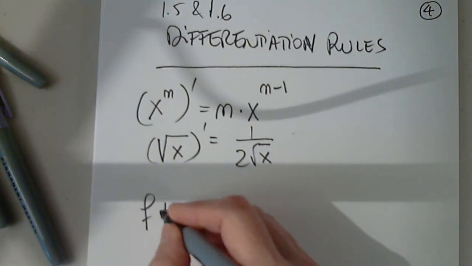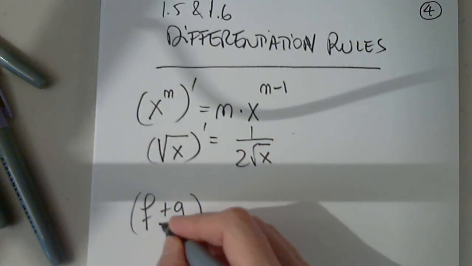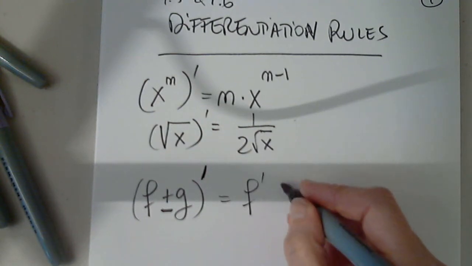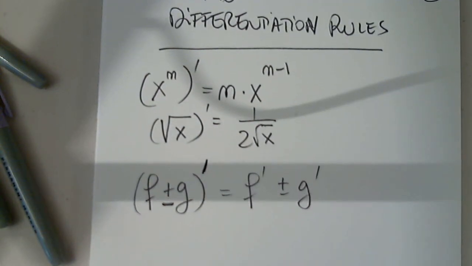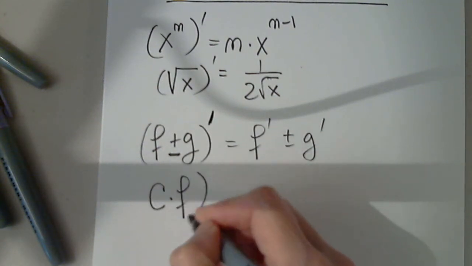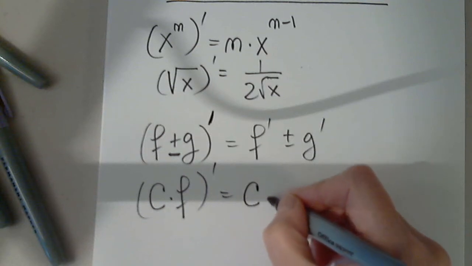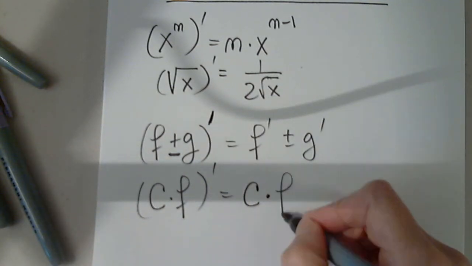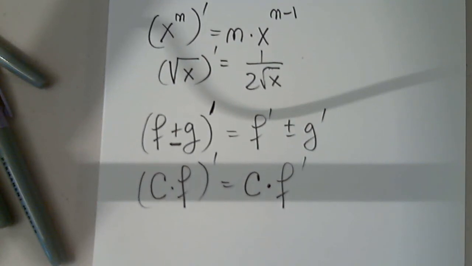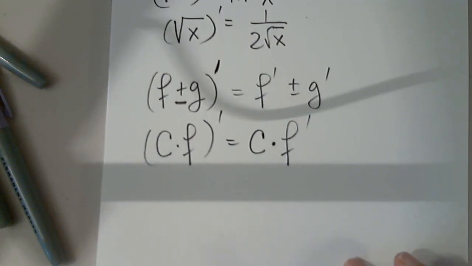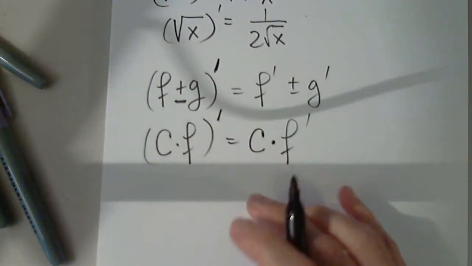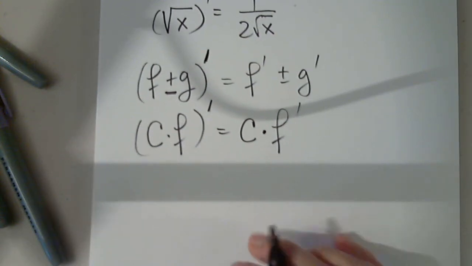Also, if we have a function plus another function, so a sum or a difference of functions, we differentiate each. Here's another rule. If we have a constant times a function and we differentiate, the constant stays outside if it's a factor, and we multiply by f prime. Two rules that we have to memorize. Like it or not, I don't really like to say that, but we have no choice here.